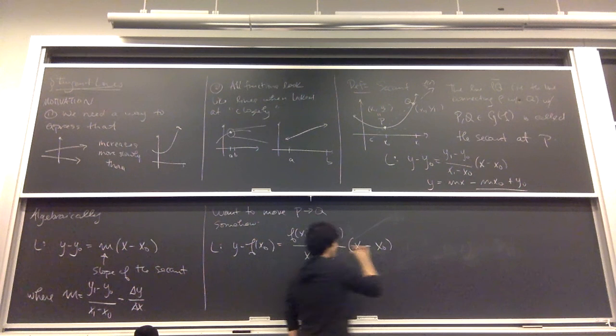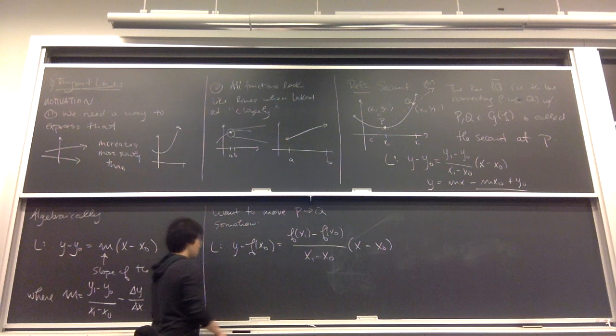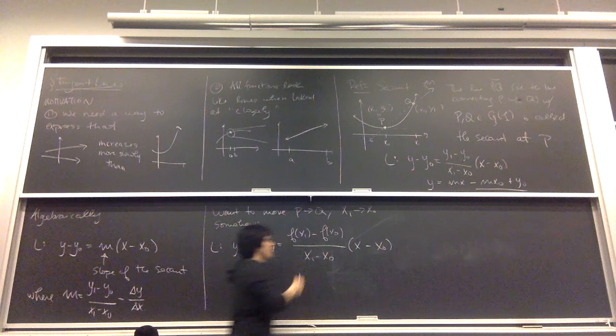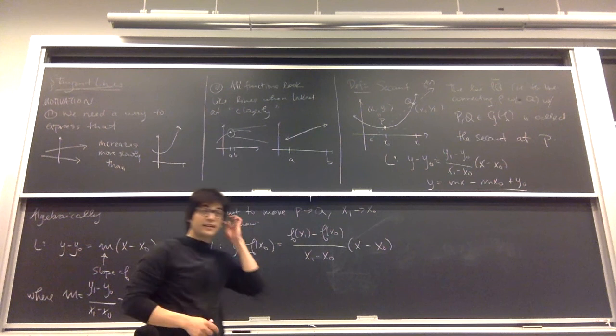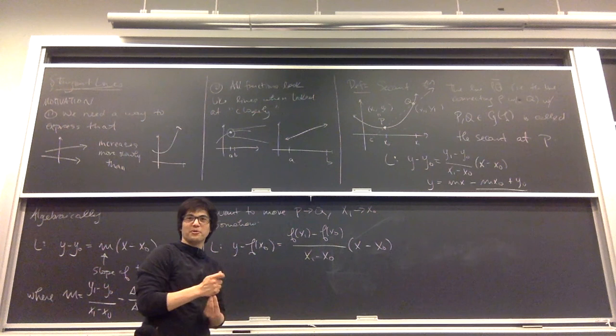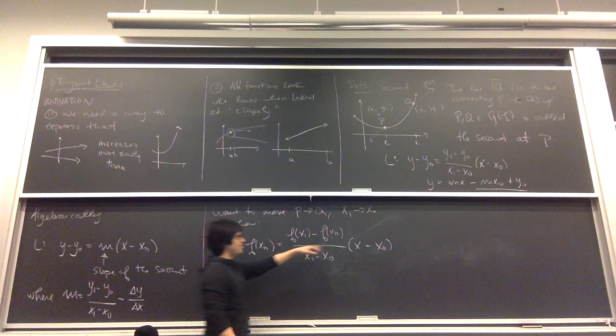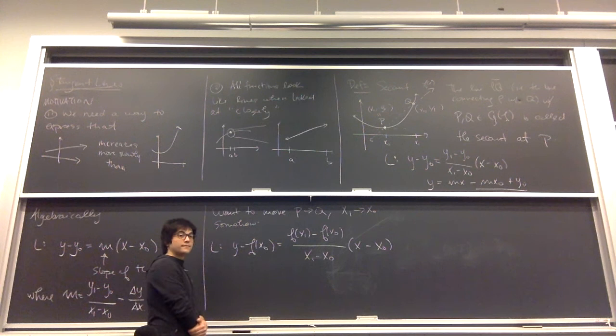So how can I move... So we want to move P into Q, which is equivalent to moving x1 into x0, okay? So what tool do we have now which allows us to move things into other things? One may say that we're limiting one thing into another thing. So what tool do we have to take limits? We have limits to move things into other things. So does anyone have any idea how we can move x1 into x0, one point into another? We can make it like as the second point is approaching the first point. Yeah, that's what I want to try to write.